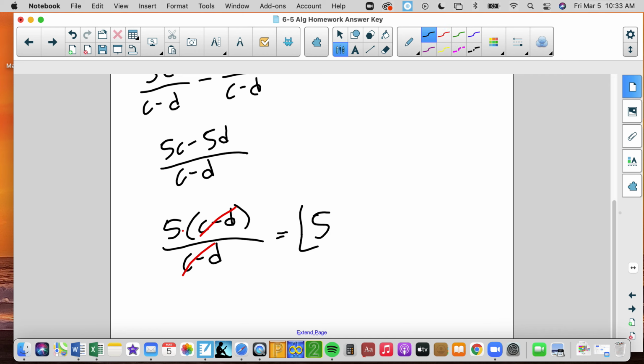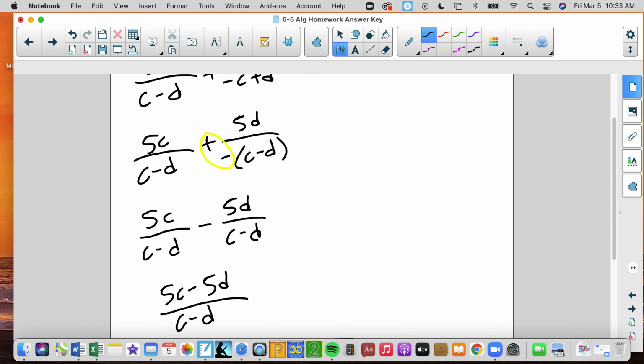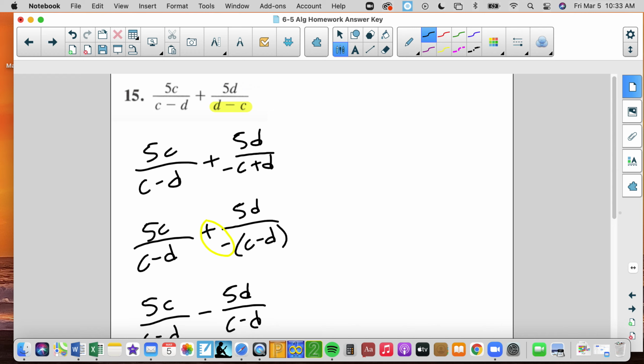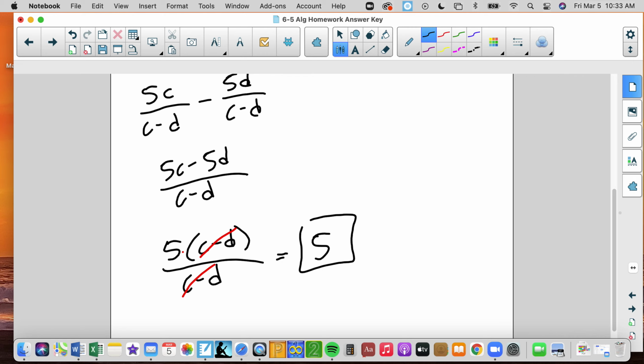And it leaves me with an elegant 5. So that problem right there, 5c over c minus d plus 5d over d minus c, that equals 5. How crazy is that? Totally crazy.